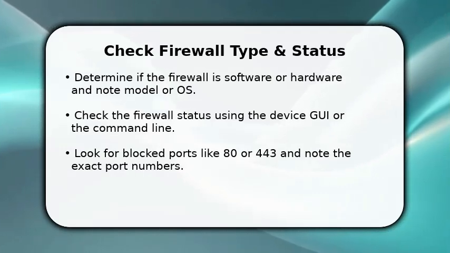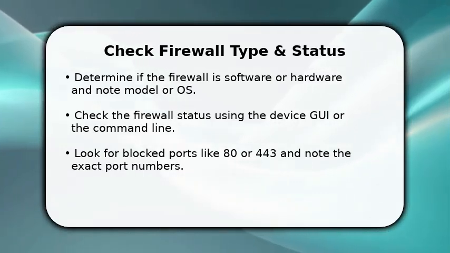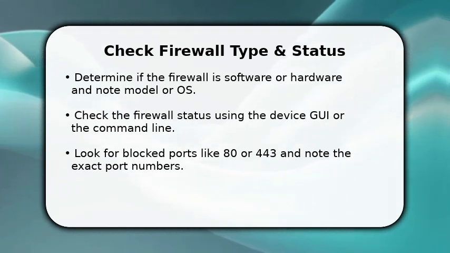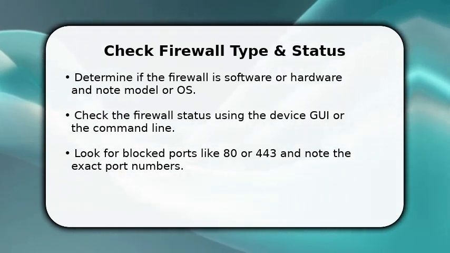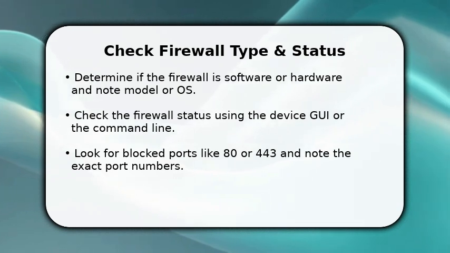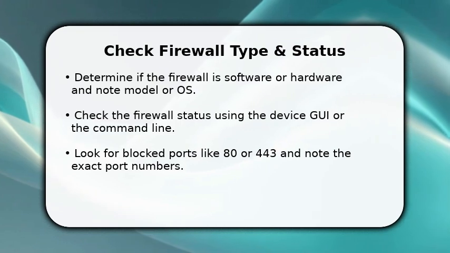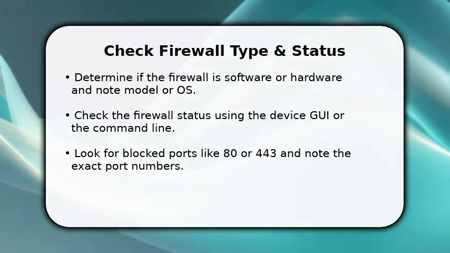First, determine whether your firewall is software or hardware, and note the model or OS. This step prevents wrong diagnostics and saves time. Next, check the firewall status using the device GUI or the command line. Use clear commands or the dashboard to see active rules.